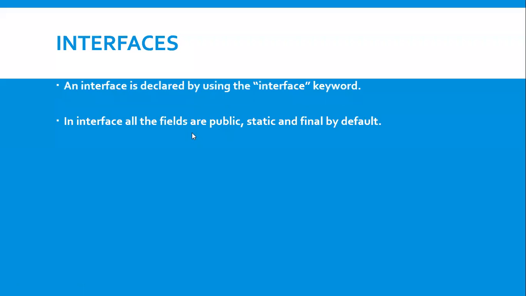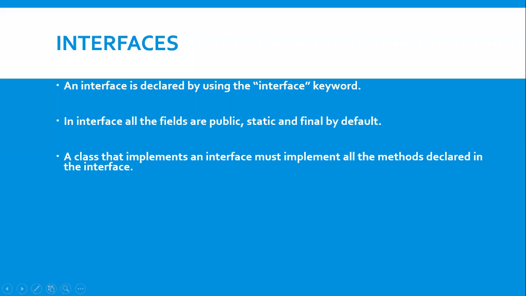Okay. So what are the methods that are going to be declared, or what are the variables you are going to declare? All of them will have the public access specifier by default. And variables will be final by default. A class that implements an interface must implement all the methods.